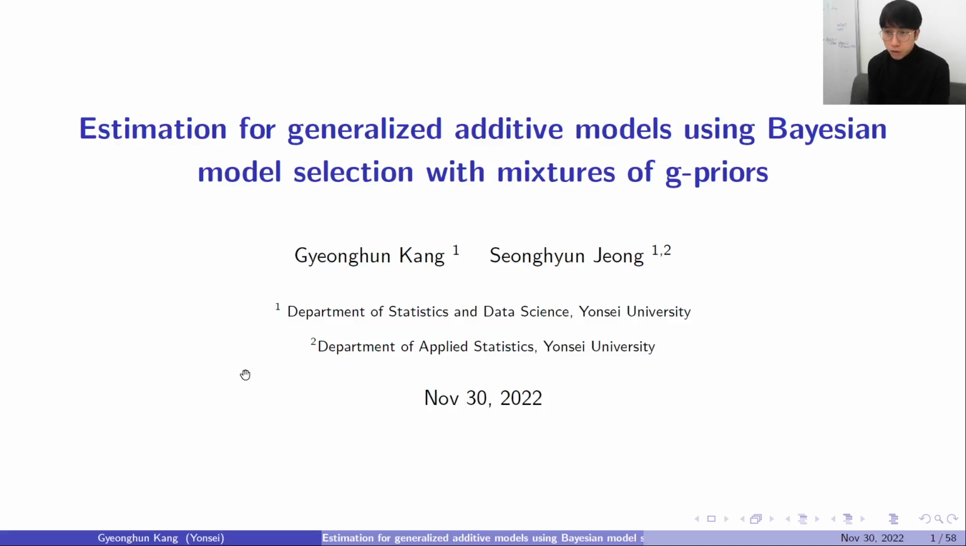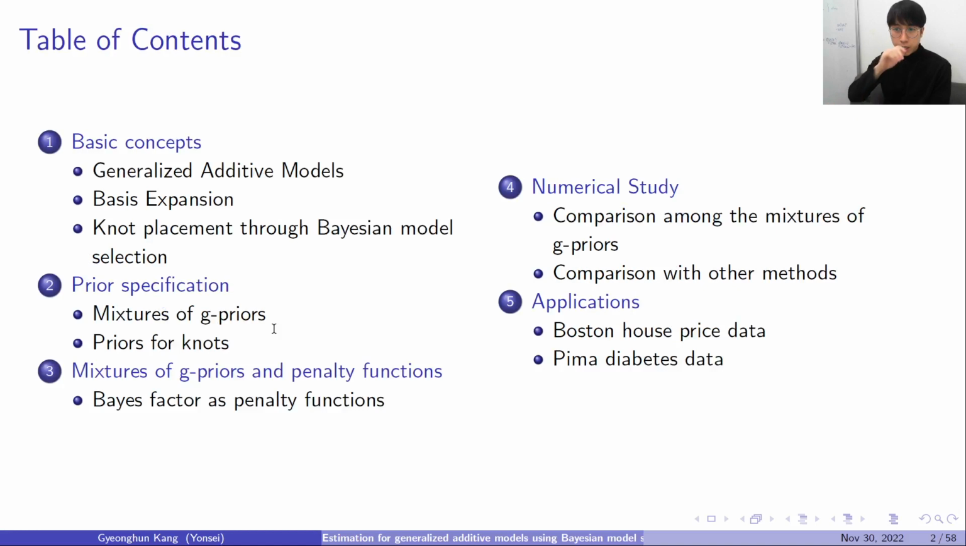In this video, I'm going to talk about my research topic, which is estimation for generalized additive models using Bayesian model selection with mixtures of G-priors. Okay, so first of all, I'm going to introduce what a generalized additive model is and our strategy, which is to use basis expansion and Bayesian model selection.